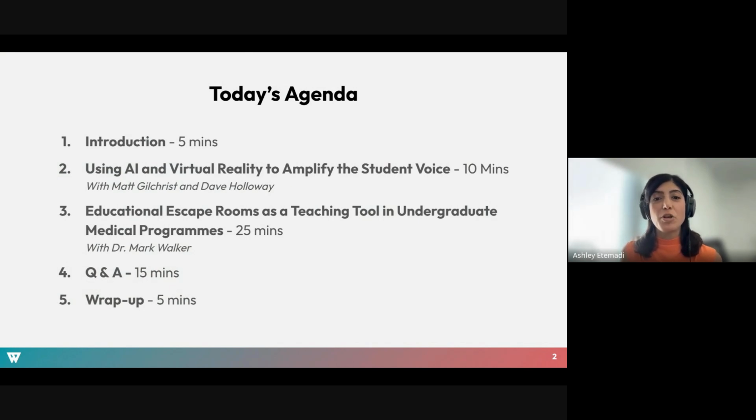And then we'll jump into two conversations, the first one being around using AI and immersive environments to amplify student voice and get students talking about the use of AI in higher education. And then the second use case, this will be presented by Dr. Mark Walker, will be around educational escape rooms for medical education training. And then we'll leave about 15-20 minutes for Q&A.